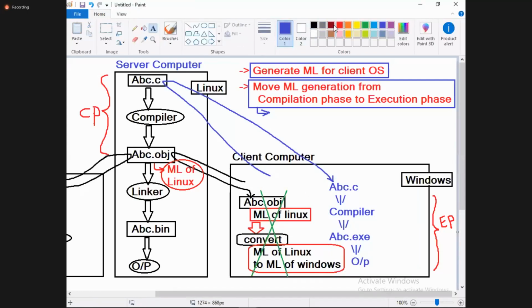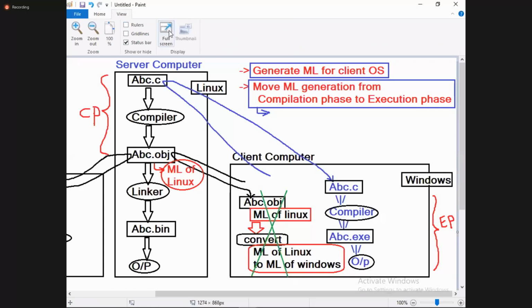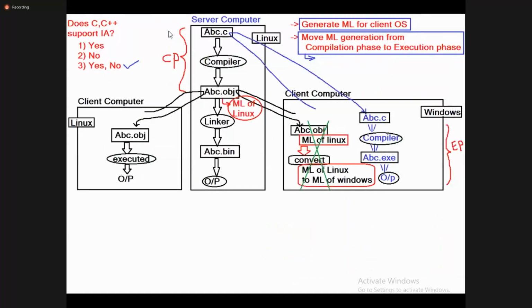What do you say? All of you agreed? Tell me, did we achieve platform independency? You develop the program in Linux and you download that program and execute it in the Windows OS. Tell me, platform independency achieved?